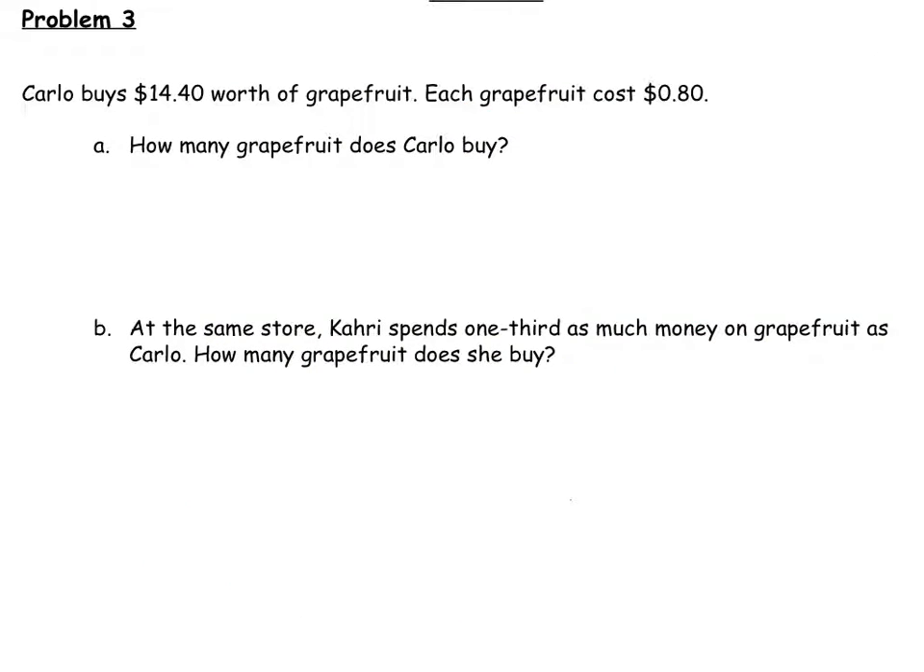Problem number 3. Yes, I skipped number 2. Carlo buys $14.40 worth of grapefruit. Each grapefruit costs 80 cents. So one grapefruit costs 80 cents. So let's look at our question for Part A. How many grapefruits does Carlo buy? So what's the number of grapefruits?